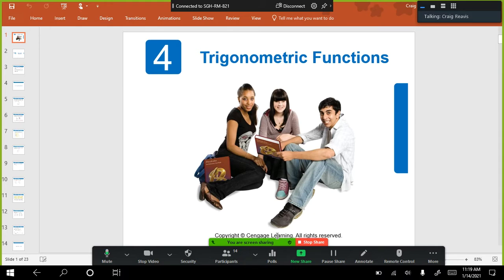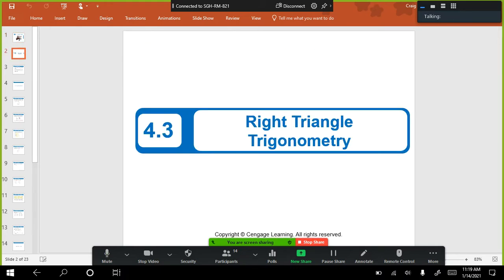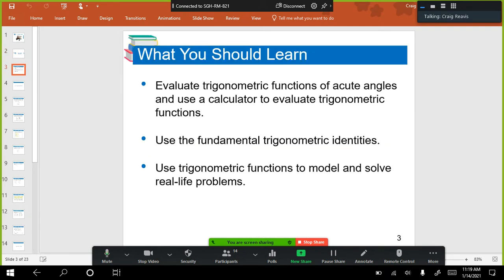Okay, so today we're going to look at right triangle trigonometry, which is something y'all should be familiar with. The SOHCAHTOA stuff, opposite, adjacent, hypotenuse, and all that kind of stuff. So this should be stuff that you're fairly familiar with. Maybe we'll add a little something to it.